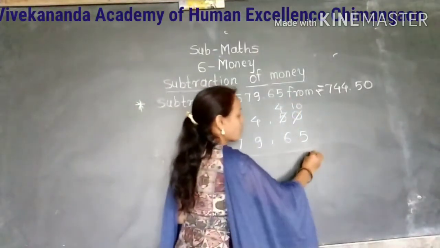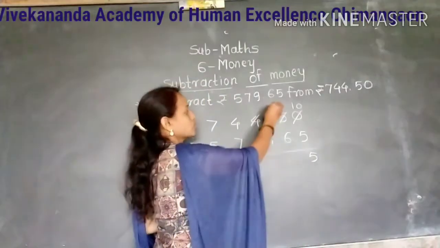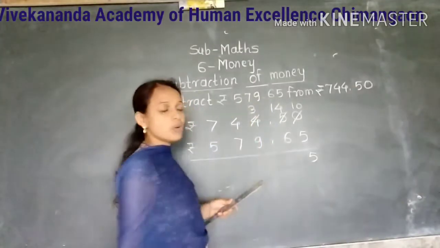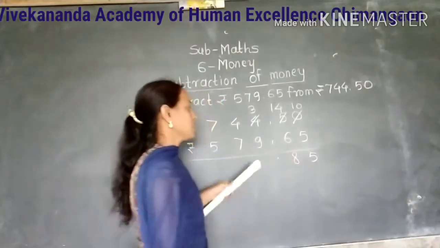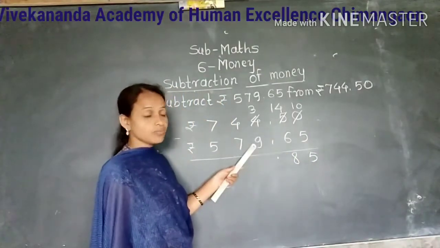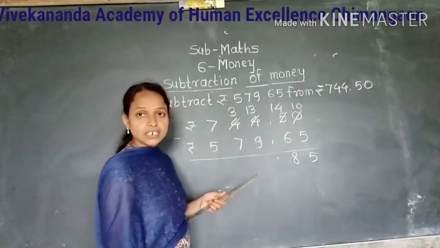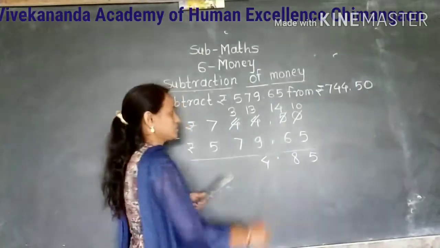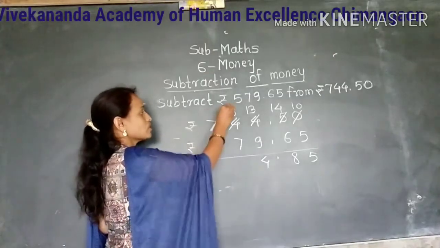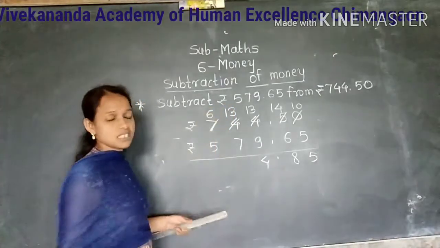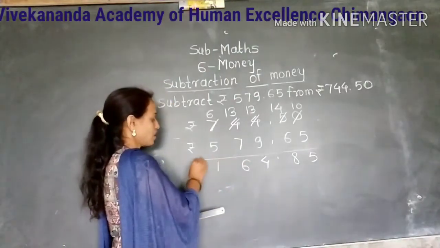10 minus 5, 5. Now we cannot subtract 6 from 4, so we have to regroup. We borrow 1. 14 minus 6, 8. We cannot subtract 9 from 3, so again we regroup. So here 13 becomes and here 3. 13 minus 9, 4. We cannot subtract 7 from 3, so we regroup. So here becomes 13, here 6. 13 minus 7, 6. And 6 minus 5, 1.